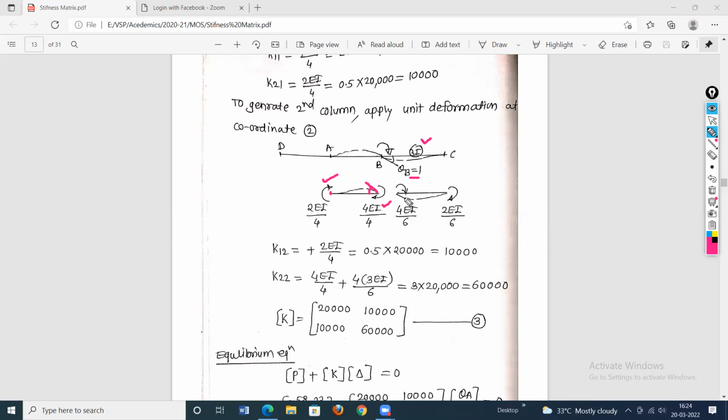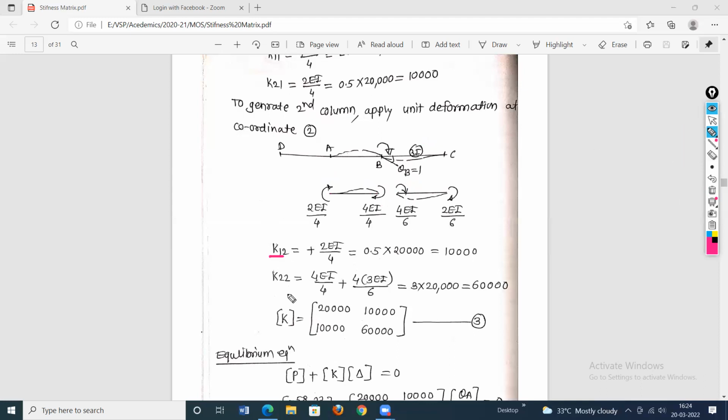Similarly for the BC portion now. On the BC portion, apply a clockwise moment, so this will deform downward. Then the slope at this point will be equal to 1. How much moment is required to apply so that the slope will be equal to 1? It will be equal to 4EI by span 6, 4EI by L. And at the far end, in the same sense, it will be equal to 2EI by 6.